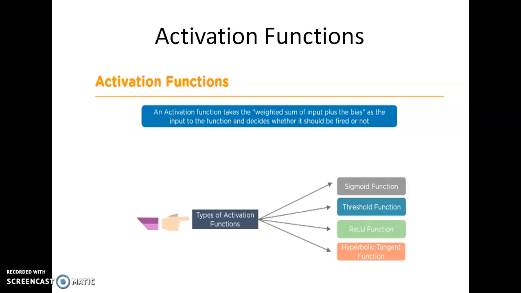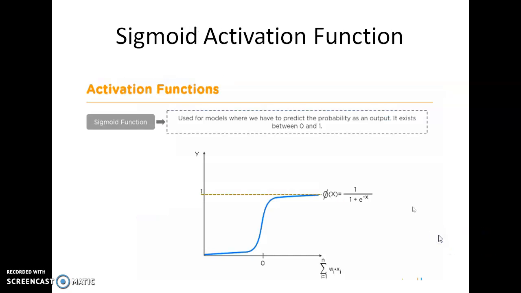There are four types of activation functions used in deep learning: the sigmoid function, threshold function, ReLU function, and hyperbolic tangent function. We will see these functions one by one. First is the sigmoid activation function.